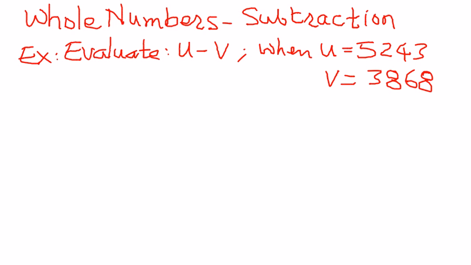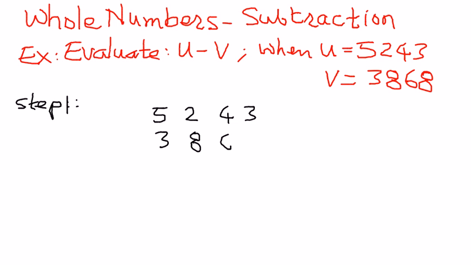So the first step we want to do is substitute the values of the variables into the given expression. For u, we're going to substitute the value 5243. Let's write that down. Step number 1. 5243. And the value of v is 3868.